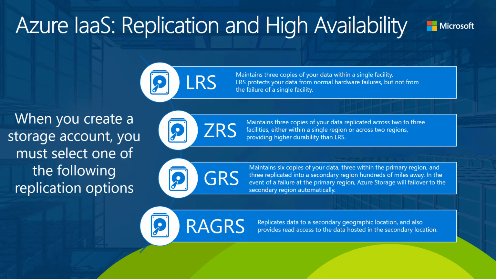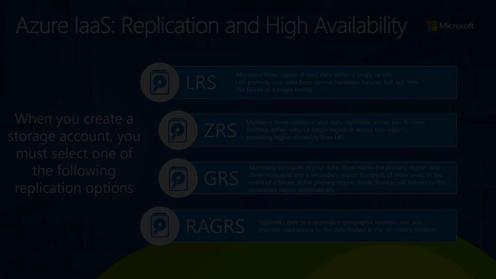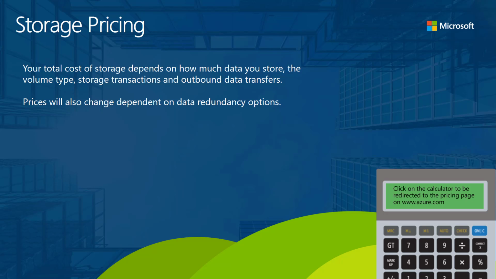Our final replication SKU is Read Access Geo-redundant and is enabled for your storage account by default. Read Access Geo-redundant storage replicates your data to a secondary geographic location as per standard GRS, but also provides read access to the secondary data for certain workloads. Your total cost of storage depends on how much data you store, the volume type, storage transactions, and outbound data transfers. Prices will also change depending on data redundancy options. Let's take a look at the options available.